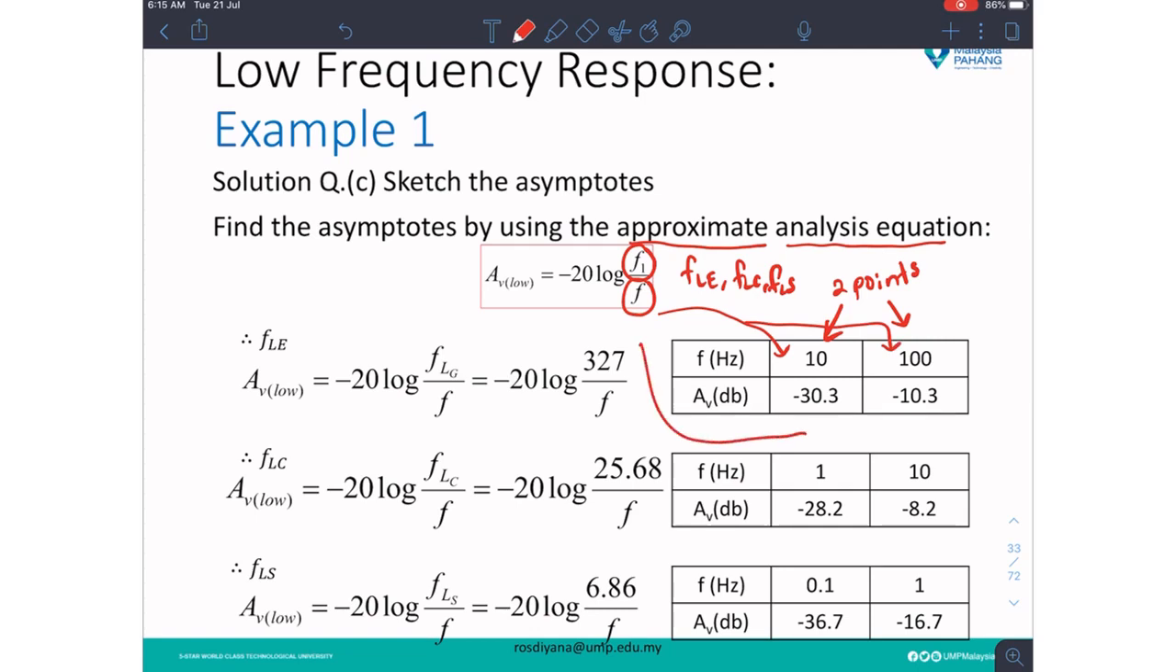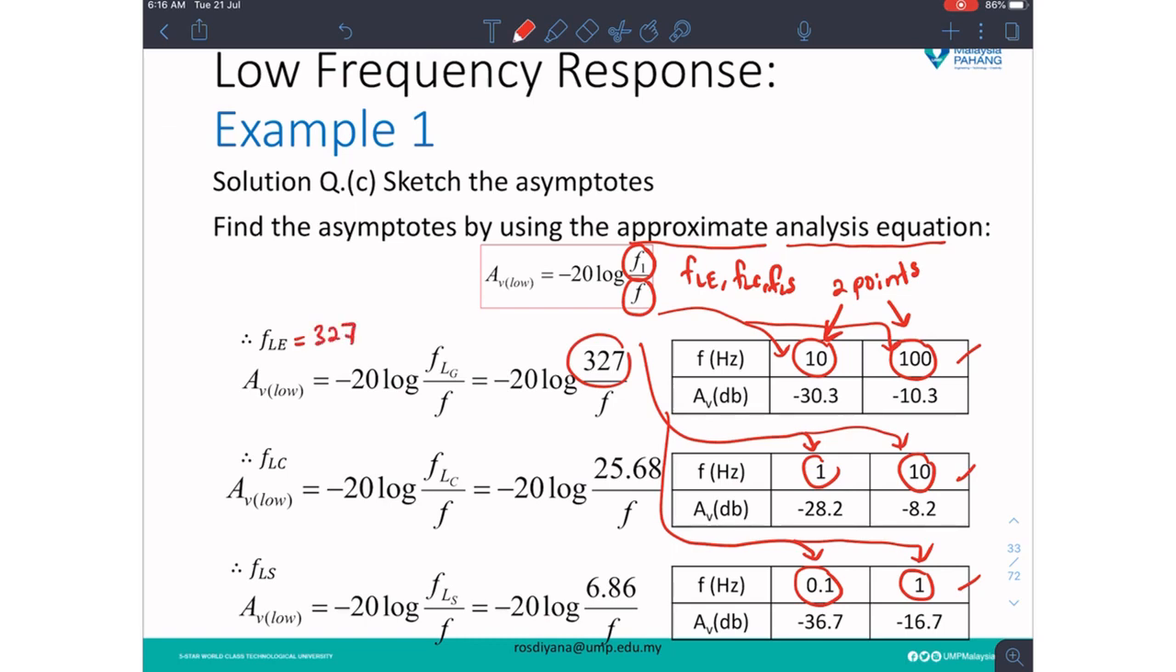You can see for this value, can you see why the frequency value for the FLE here is different from the FLC and FLS? Here is 10, 100, 1, 10, 0.1, and 1. I will explain a little bit here. The FLE now is 327.